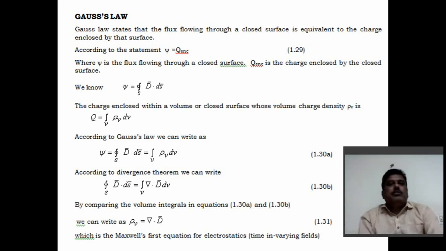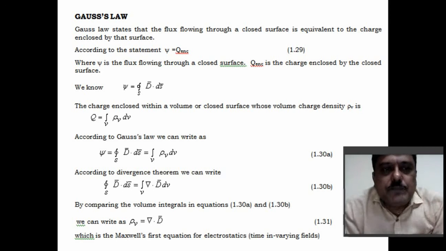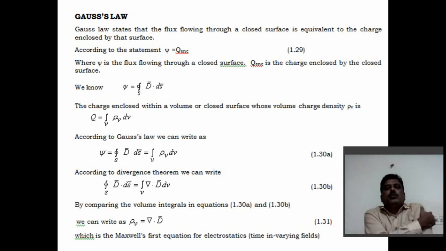We know flux psi equals the surface integral of D bar dot dS bar. The charge enclosed within a volume or closed surface whose volume charge density is rho v is Q equal to the volume integral of rho v dv. According to Gauss's law, we can write psi equal to the surface integral of D bar dot dS bar equal to the volume integral of rho v dv.